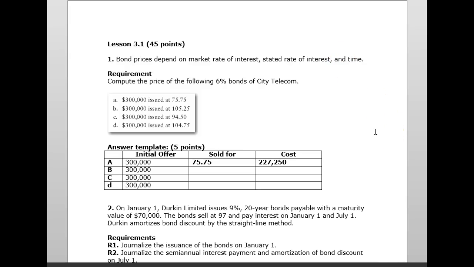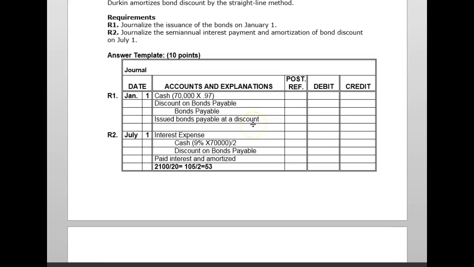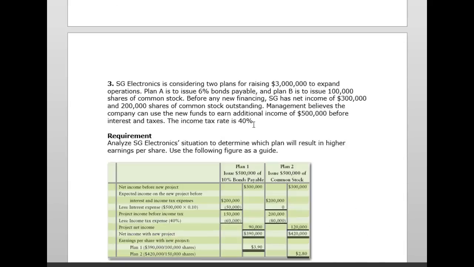We're ready for bonds and long-term liabilities. We have 4 exercises. The first one's on bonds and what they cost, or what you sell them for. The second one is how to record bonds with journal entries.